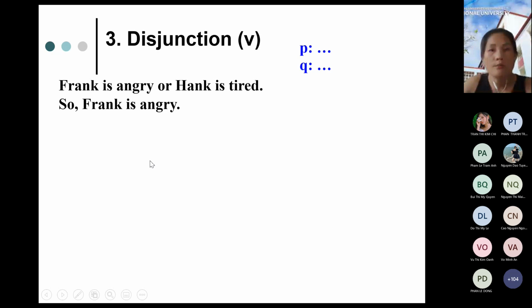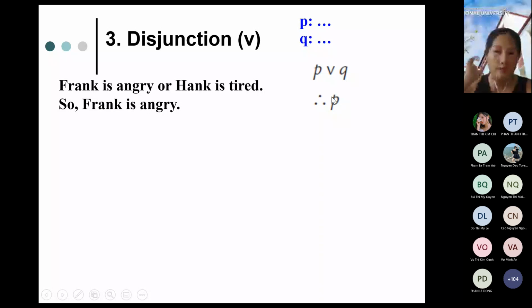So we are going to name. P means Frank is angry, or you can use a different alphabet letter. Q means Hank is tired, okay? Make sure you explain it here. And then convert your arguments into symbolic form, all right? The first statement is the only premise here, and then the second is the conclusion. So we have only one premise, and we convert it into symbolic form after we name. So here, the statement becomes P ∨ Q, therefore P.